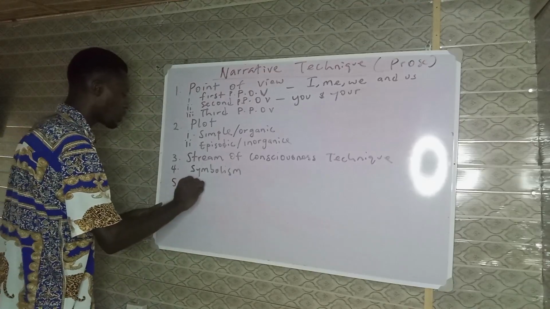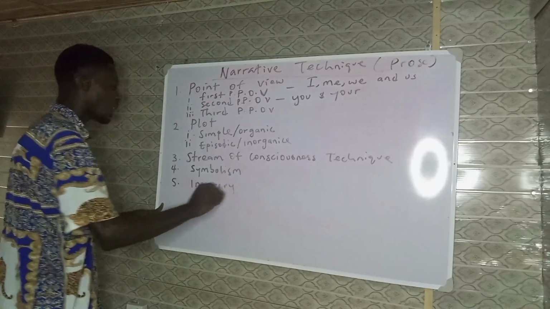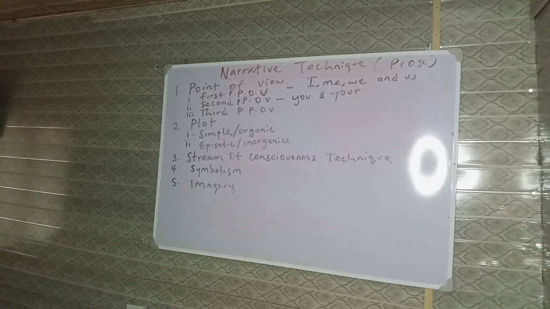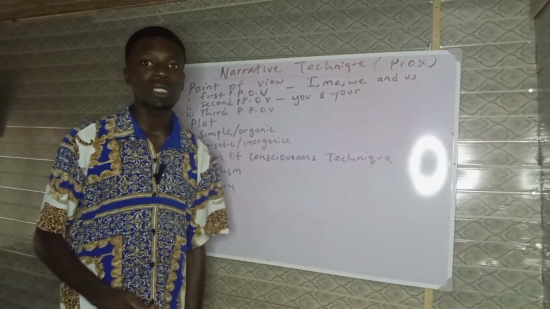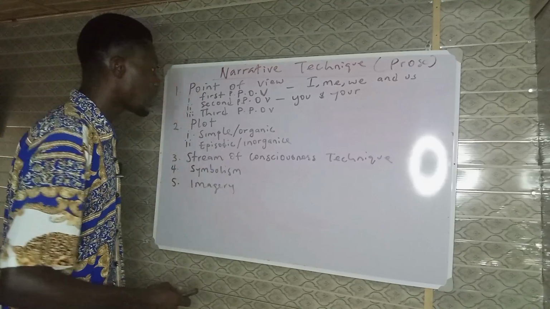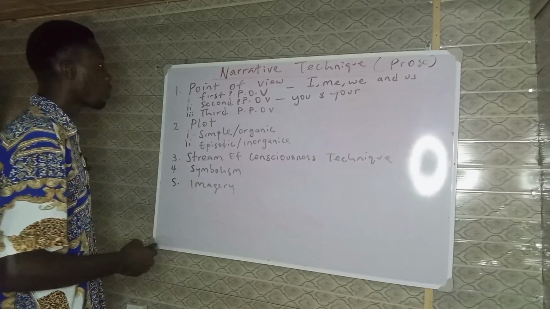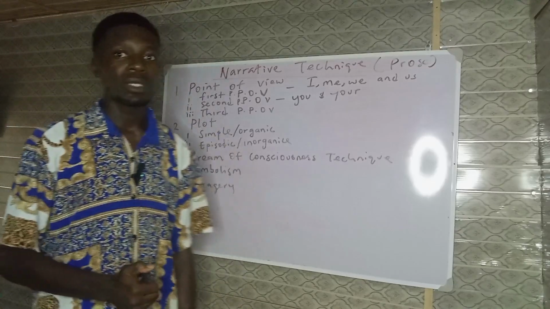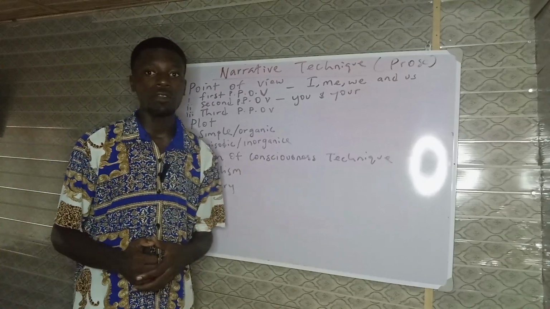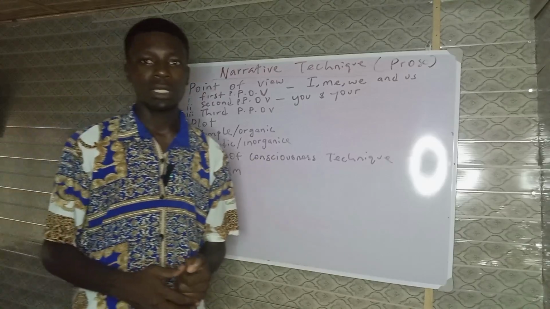So we have imagery. We define imagery as words that create mental pictures in the minds of the characters, right? They are words that create mental pictures in the minds of the characters. So these are what we refer to as the techniques of prose that the author uses in passing across his message.